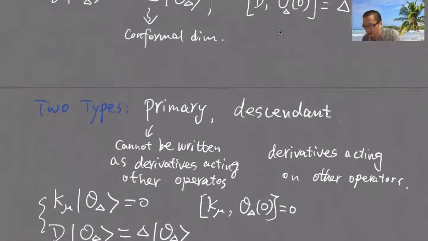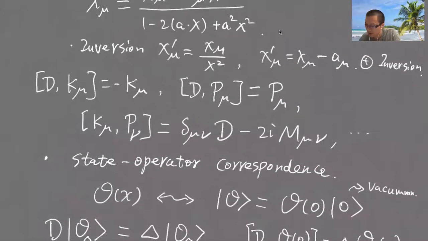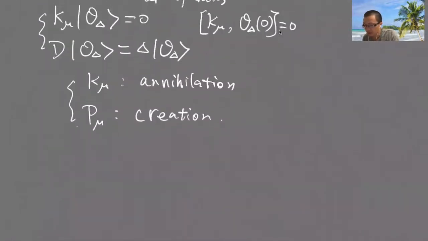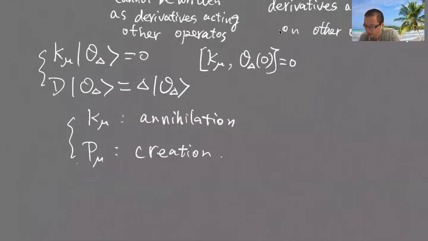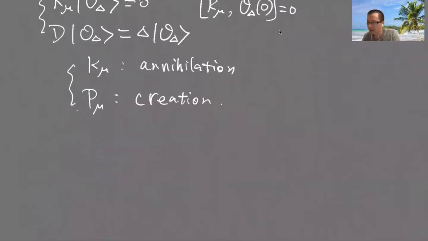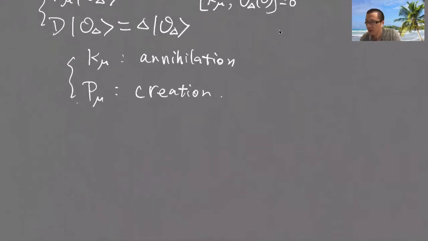So this you can see from the algebra, and as I mentioned, this crucial sign difference is basically very much the same as what you see from the harmonic oscillator. Therefore, K mu basically decreases the dimension, when the action of K mu on the operator decreases the dimension. So let's see what K mu does.